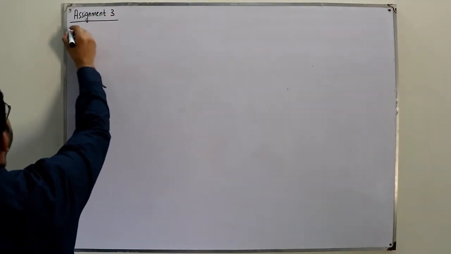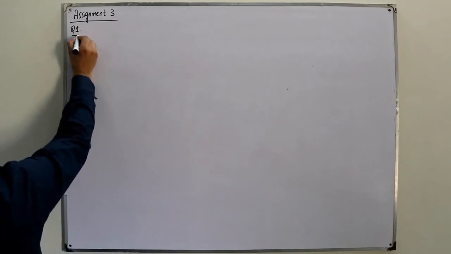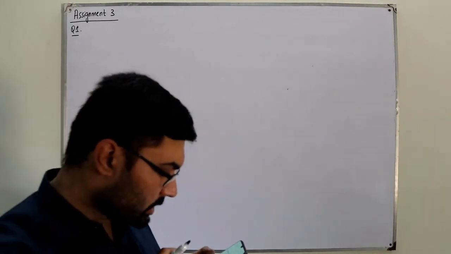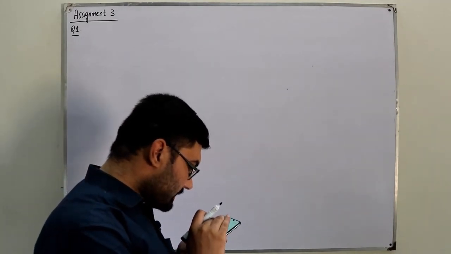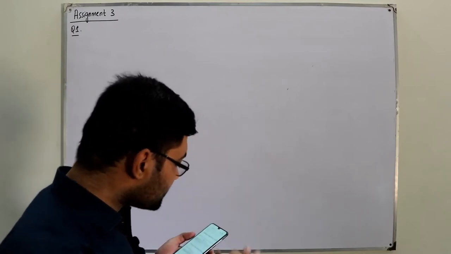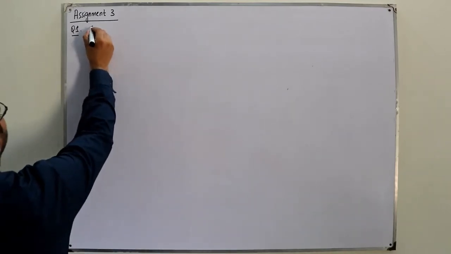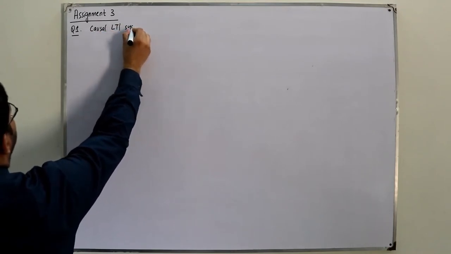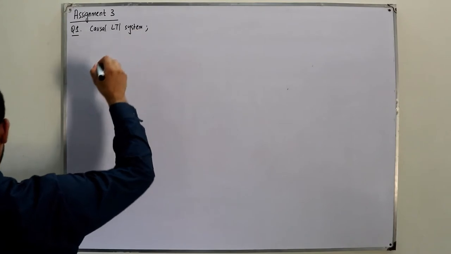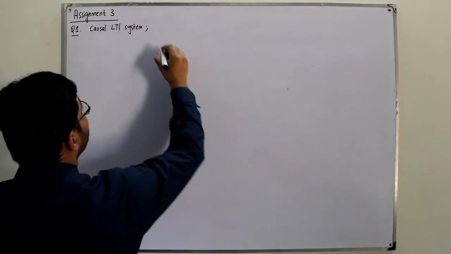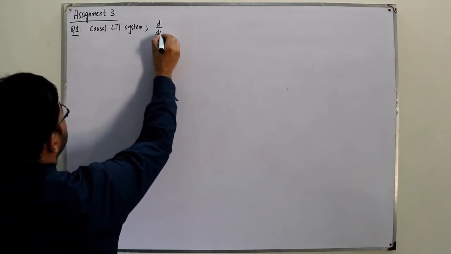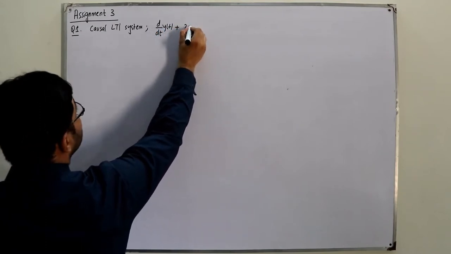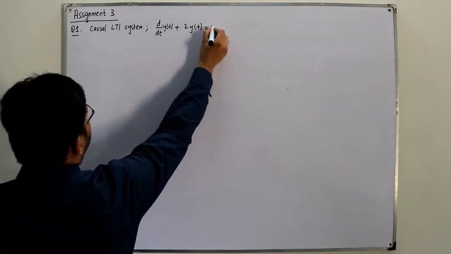Question number 1 is on the continuous time Fourier transform. The output of a causal LTI system is related to the input by a differential equation. So we have a causal LTI system, and the output-input relationship is given as the derivative of y of t plus 2 times y of t is equal to x of t.